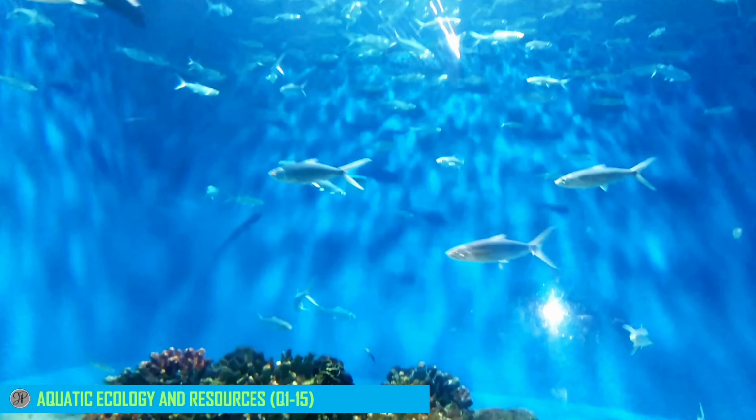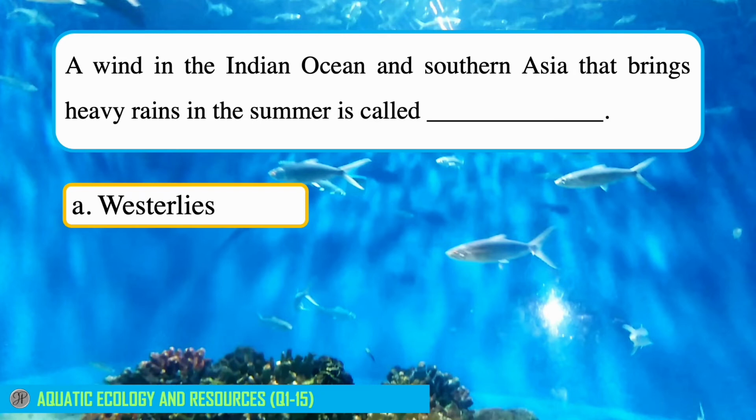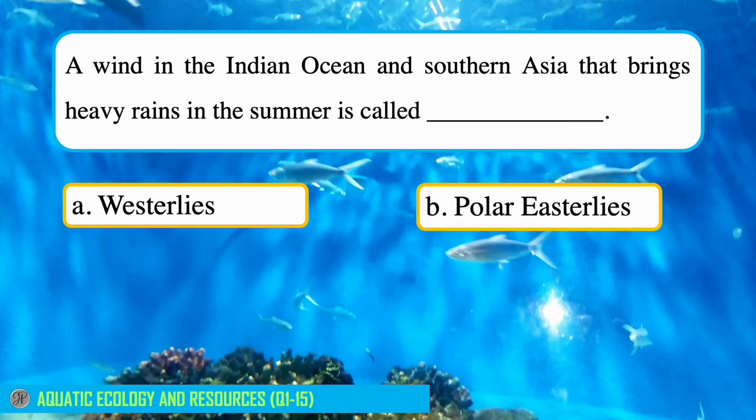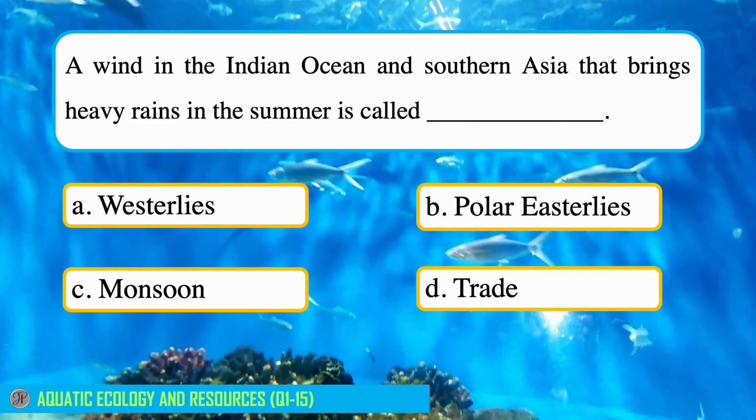Let's proceed with number 11. A wind in the Indian Ocean and southern Asia that brings heavy rains in the summer is called blank. A. Westerlies. B. Polar easterlies. C. Monsoon. Or D. Trade.